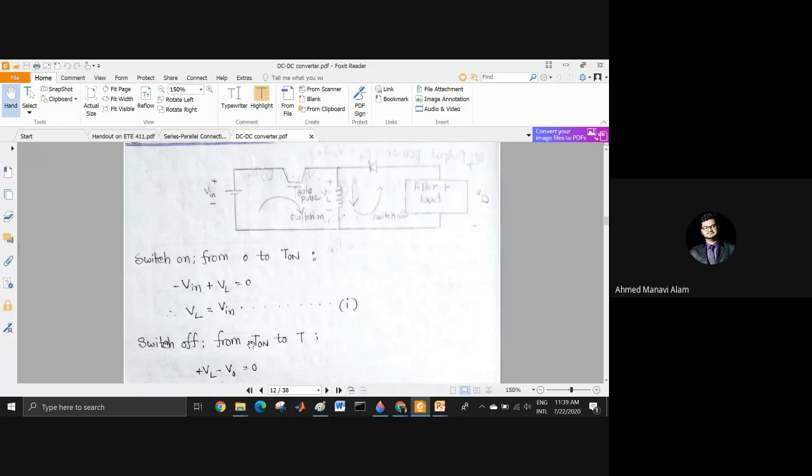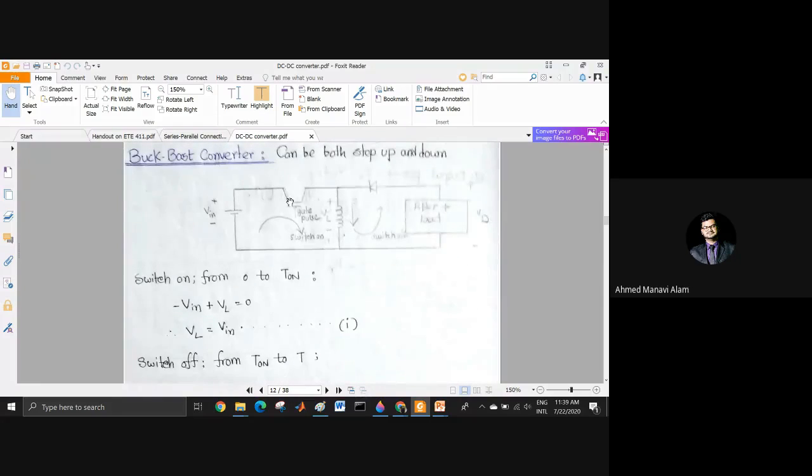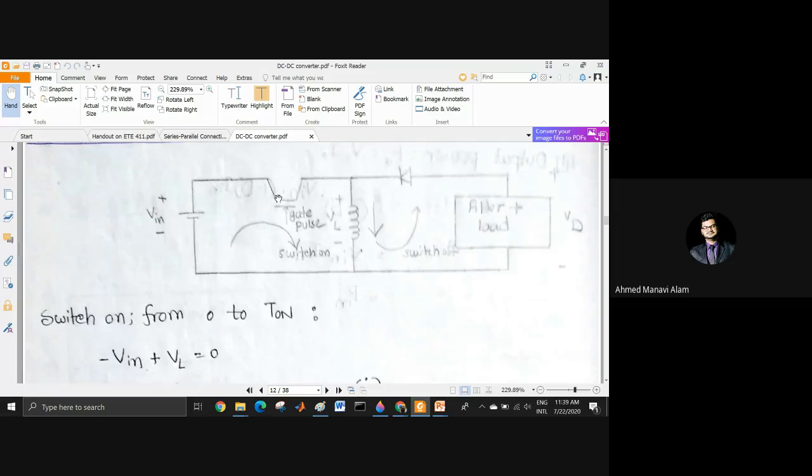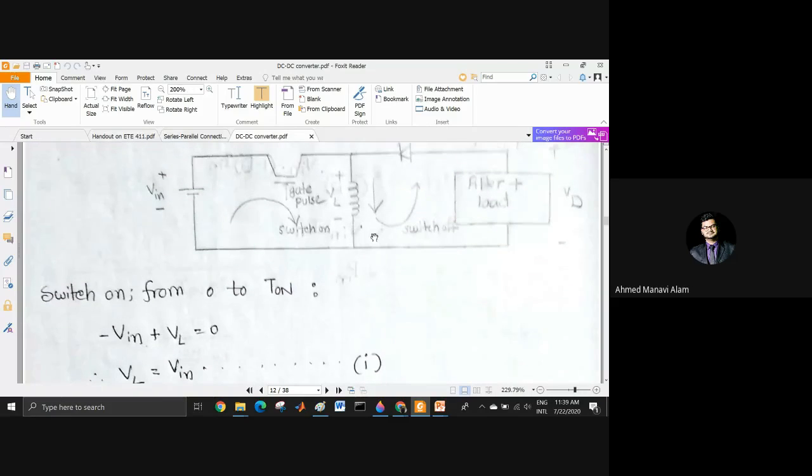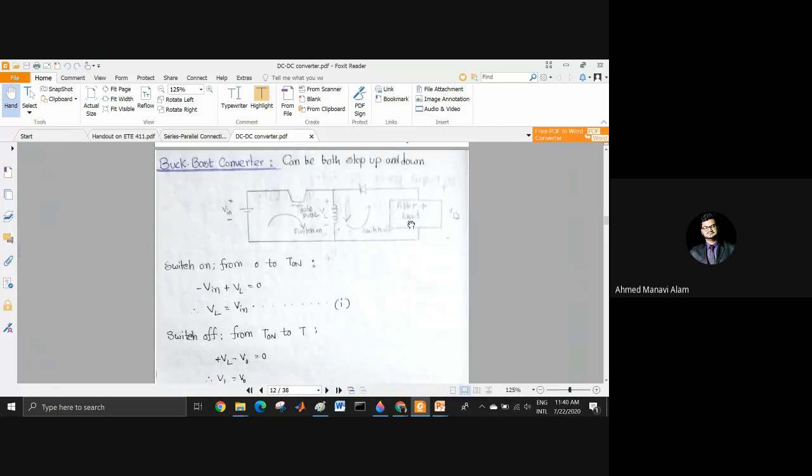When switch is off from T on to T, what will happen? Then when switch is off, that means it is open. There is nothing here. Then the inductor, which was energized, will start to de-energize and provide the power to the filter and load. So now the circuit will be like this. Now it is in the forward bias direction. Look at my mouse cursor. So now I'm putting the KVL here. এখানে যদি আমি KVL টা put করি তাহলে দেখেন কি হয়, minus V0 plus VL equals to 0, অথবা plus VL minus V0 equals to 0. So VL equals to V0.